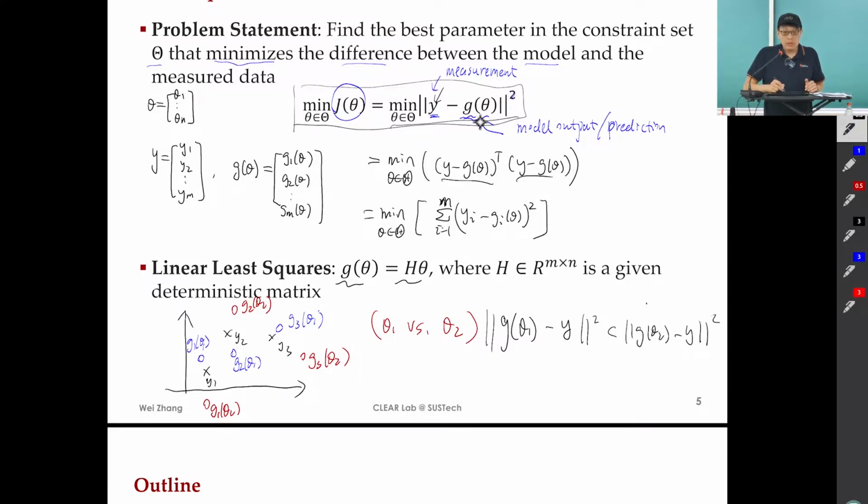But g of theta may be linear or nonlinear. In this case, g is h theta, just like the line fitting problem, that's a linear least squares problem. If g is nonlinear, that's a nonlinear least squares problem. But these follow the same principle. You want to find the theta that agrees the most with your data. Let me repeat. You want to find the theta that agrees the most with your data. How do we define most? Agree is the norm, the squared norm. So that's why it's called least squares.